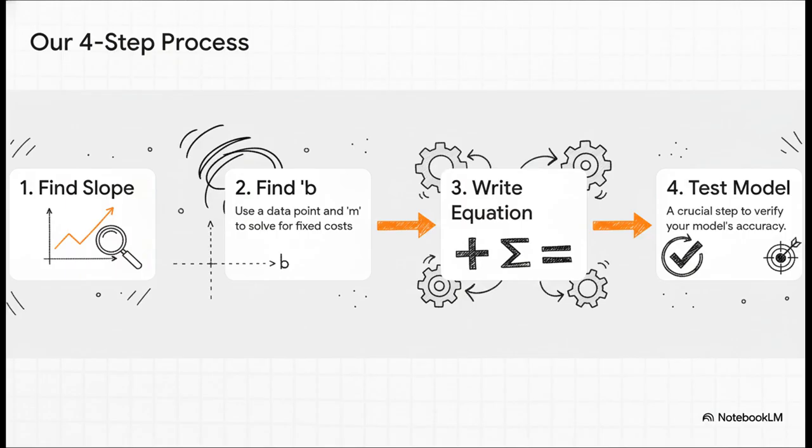First, we'll calculate the slope, m, to figure out our variable cost per unit. Second, using that slope and one of our data points, we'll solve for the y-intercept, b, to uncover our fixed costs. Third, we'll put these pieces together into our final powerful equation. And fourth, and this is a step that so many people skip, but it is absolutely crucial, we're going to test the model to make sure it's accurate.